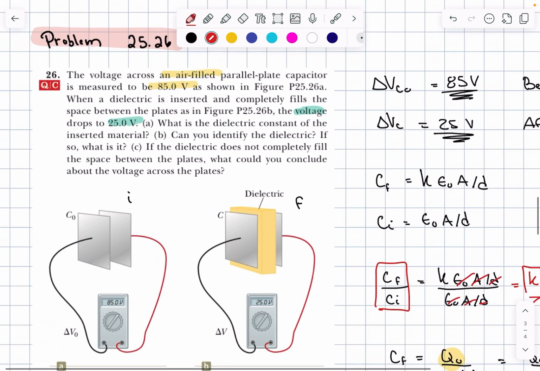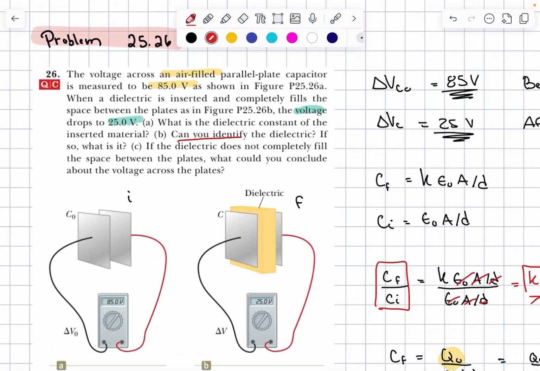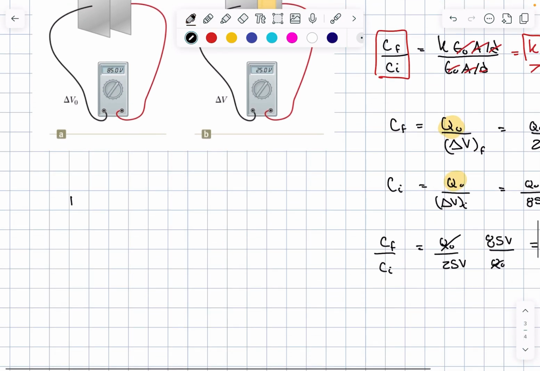So that is A. Now B says, can you identify the dielectric? You're just going to have to Google, and you can figure out that it has a dielectric constant that's pretty close to nylon.